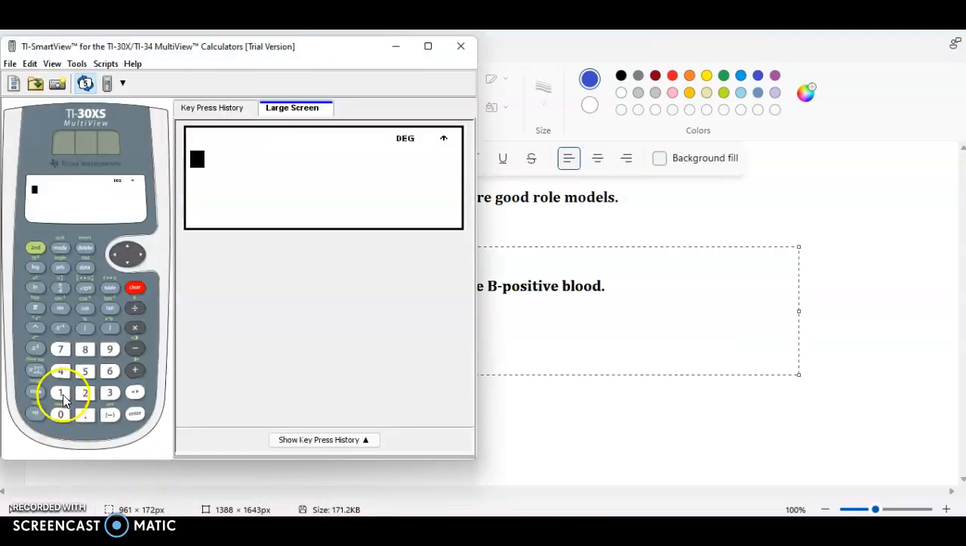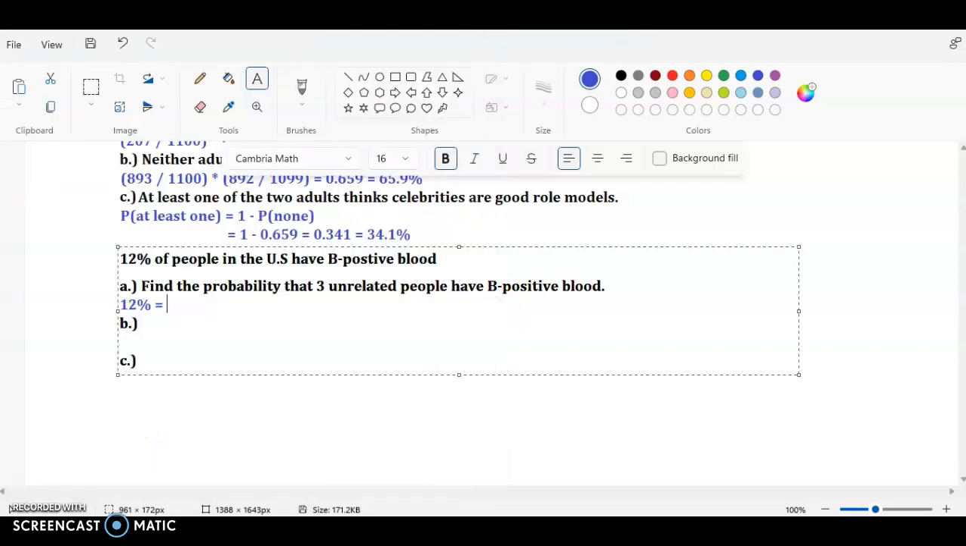Some calculators have a function for converting percentages into decimals. If you have that function on your calculator, go ahead and use it. Or use the fact that percent means parts per 100. So to convert a percent into a decimal, you take the number, in this case 12, and then divide it by 100. Okay, and you get the same result. So 12% as a decimal is 0.12.